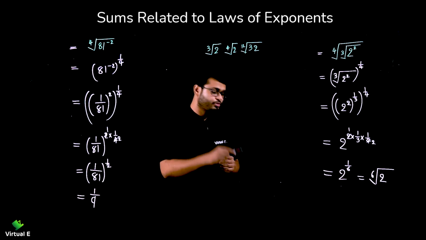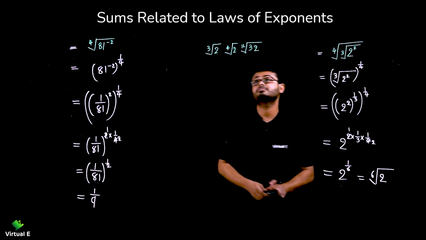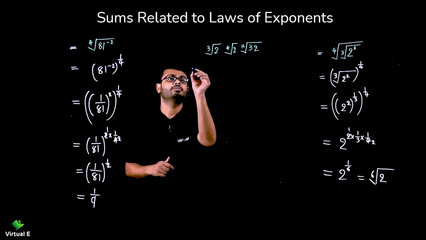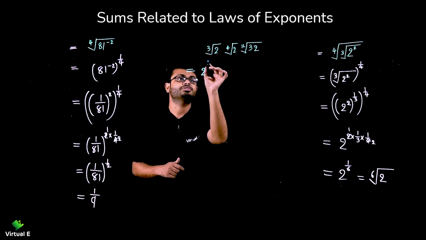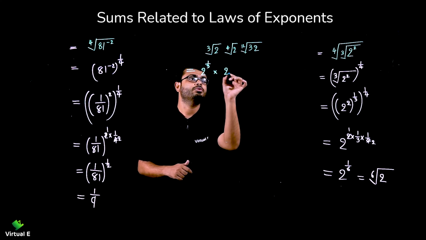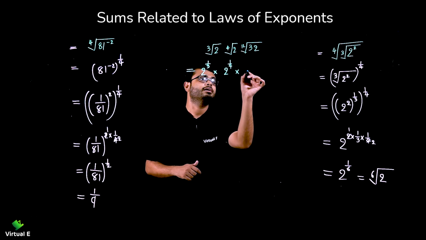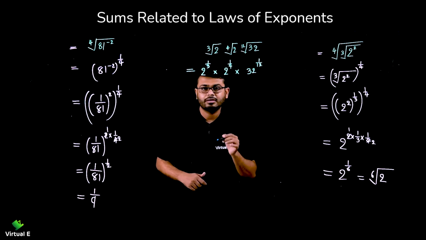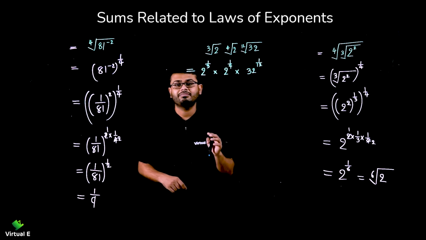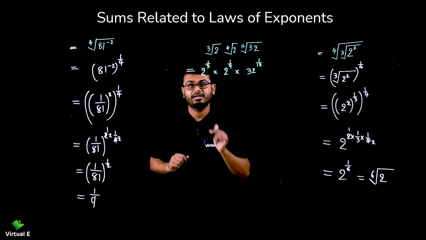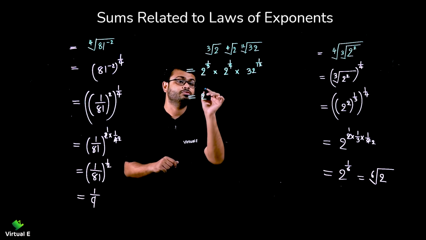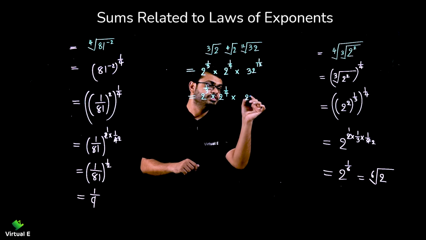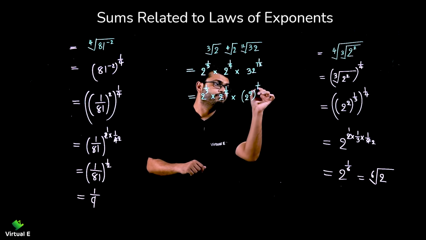Now let's discuss how to approach this kind of question. Remember, all these 3 terms are in a product. If nothing is given, we take it as a product. So let's start here. We can write 2 raised to 1 by 3 multiplied by 2 raised to 1 by 4 multiplied by, here 32 is there, so 32 raised to 1 by 12, right? Now 32, if you see by prime factorization, will be 2 raised to 5. So here 2 raised to 1 by 3 multiplied by 2 raised to 1 by 4 into 2 raised to 5 and whole raised to 1 by 12.